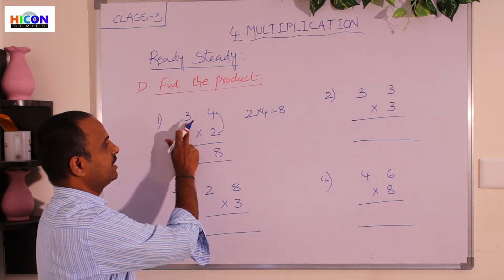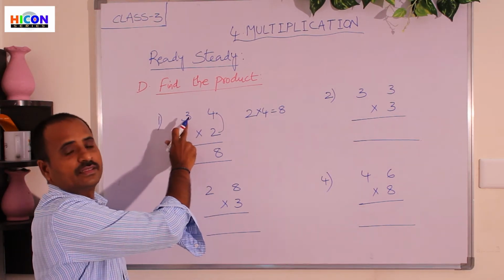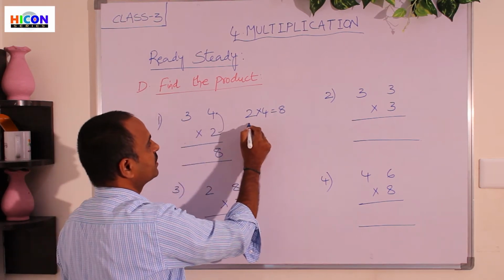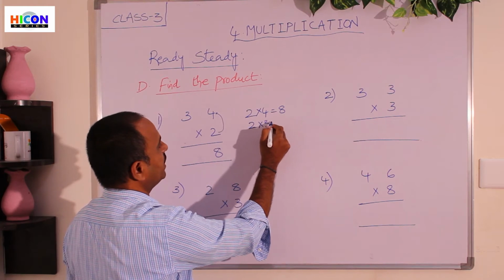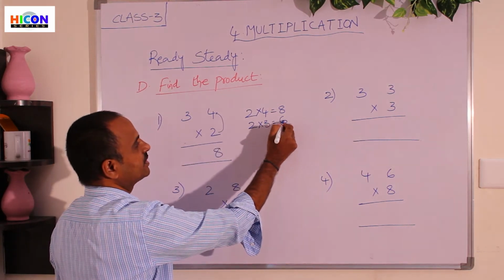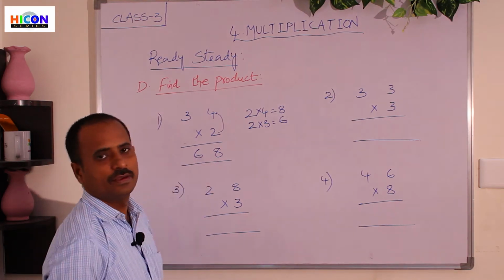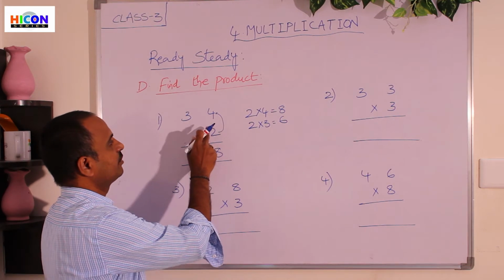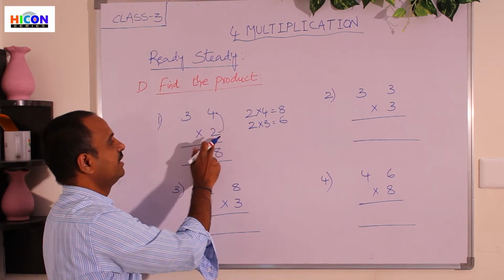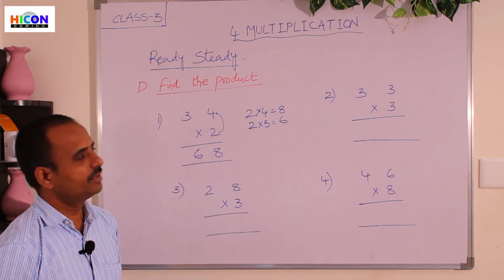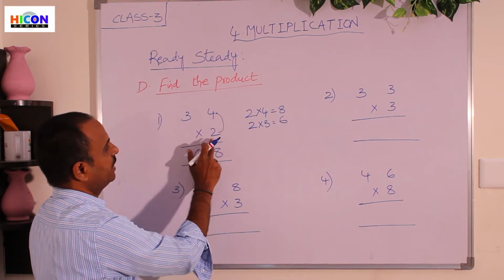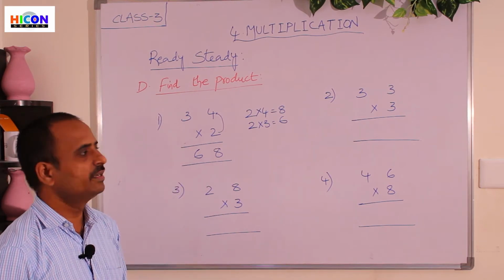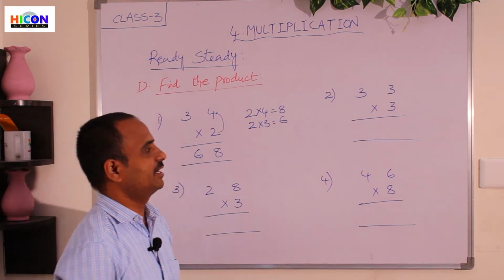Next go to the tens place. What is in the tens place? 3 is present in the tens place. So again multiply 2 with the tens place, that means 2 into 3. Children, how much? 2 3s are 6. So write 6 here. In this way, first multiply the given digit with the ones place digit, and then go to the tens place digit. 2 4s are 8, and 2 3s are 6. So write 6 here. Children, in the same way, practice the second problem.